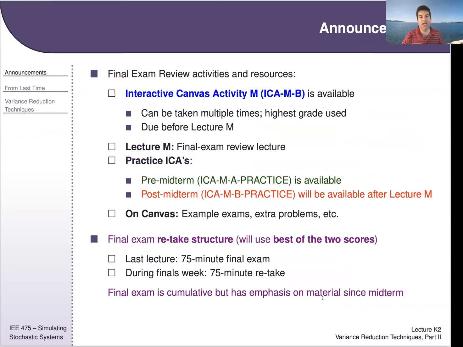Final exam review activities: there is this ICA, which is a 32 maybe point ICA, which just samples from all the previous ICAs. You can take it as many times as you want. The highest score is taken. It is due before the final exam review lecture, lecture M, which basically is the lecture after Thanksgiving break. So that's the same lecture as the last week of classes. So hopefully that'll generate questions for you to ask during lecture M. If not, I've got some stock slides we can go through.